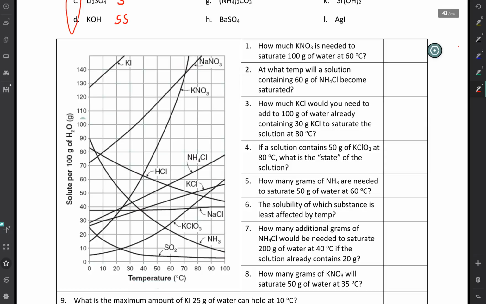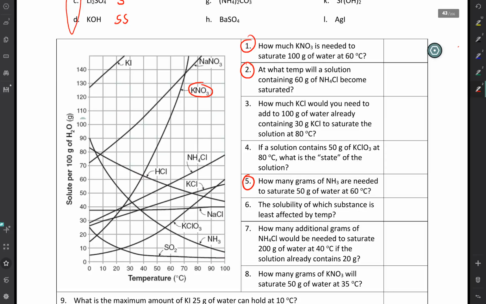Let's look at questions 1, 2, and let's also do number 5. We'll jump around a little bit. So question 1, how much KNO3 is needed to saturate 100 grams of water at 60 degrees Celsius? So first thing I do is see if I can find the KNO3. Sure enough, here it is, potassium nitrate. I want to know how much mass of potassium nitrate is needed to saturate 100 grams of water.